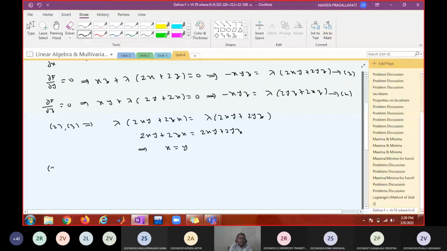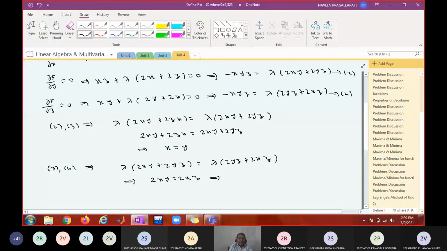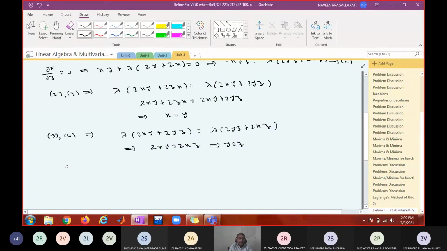Similarly, 3 and 4 implies lambda into (2xy plus 2yz) equals lambda into (2yz plus 2xz). Again, lambda gets cancelled, 2yz gets cancelled. 2xy is equal to 2xz. This implies that y equals z. Therefore, x equals y equals z.